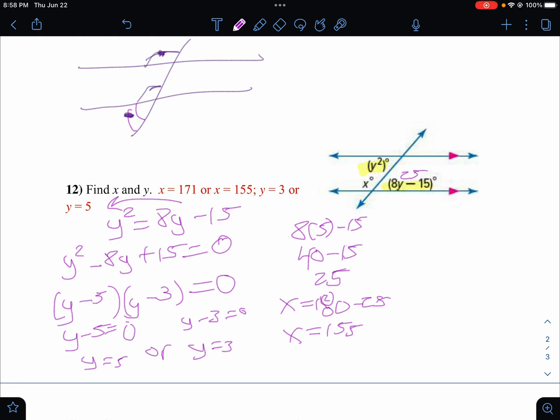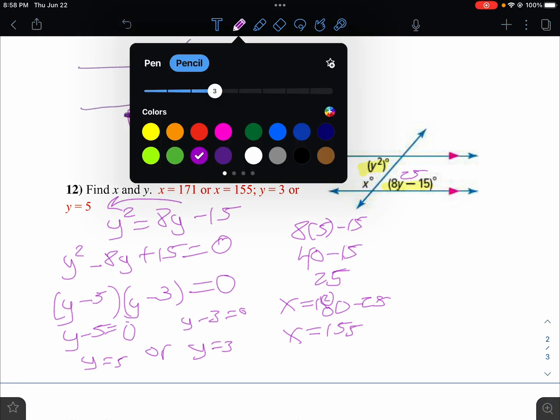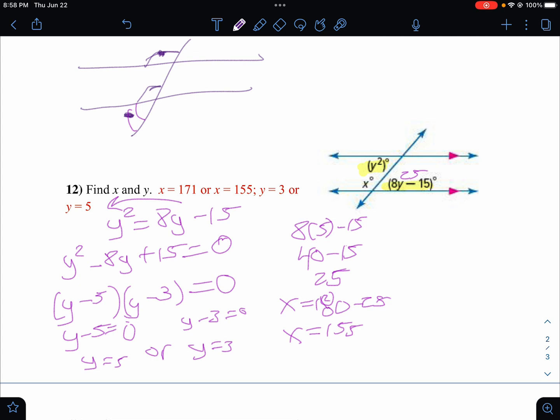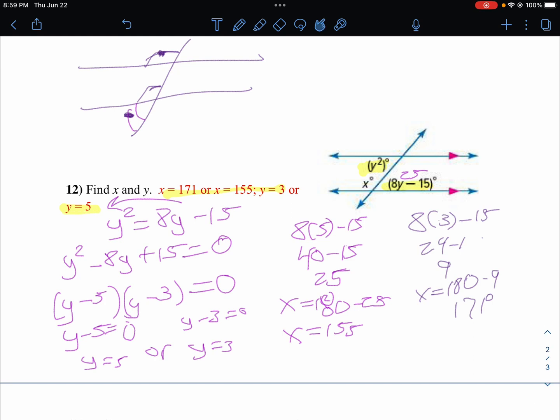Now, let's do if y is 3. So you get like 4 answers here. So I go 8 times 3 minus 15. Well, 8 times 3 is 24. 24 minus 15 is 9. So x would be 180 minus 9, which is 171. That's where we get the 4 answers I wrote out in red here so you could see them instead of my chicken scratch.